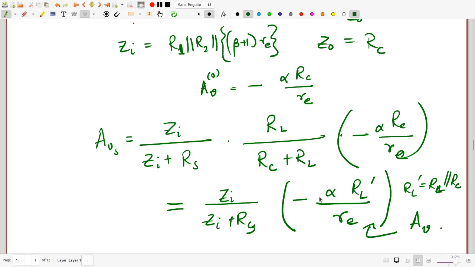And that did work out to be minus alpha RL prime by RE, at least once we made the approximation that HRE and HOE are negligible. There we ended up with minus alpha RL prime by RE, and that's exactly what we are getting. Notice that RC RL by RC plus RL here is exactly RL prime. So whatever we have calculated today is consistent with whatever we did in the last video.